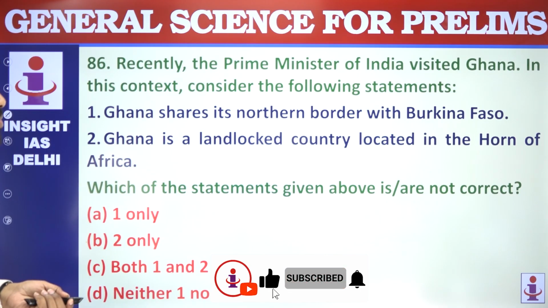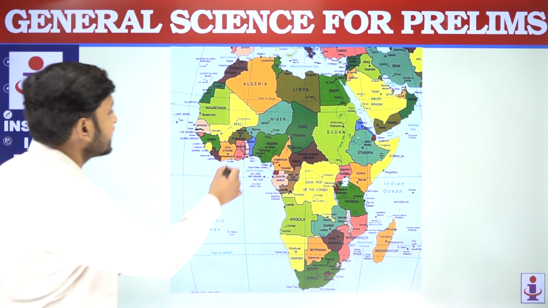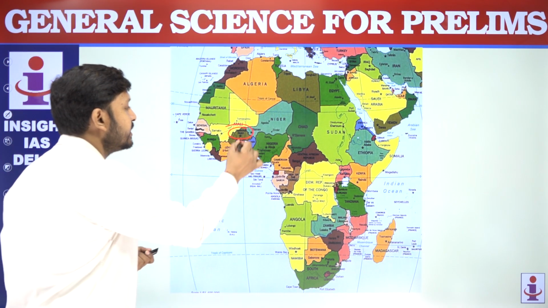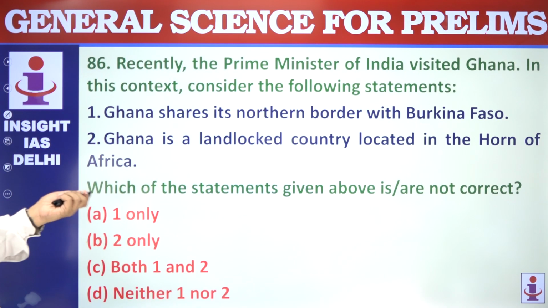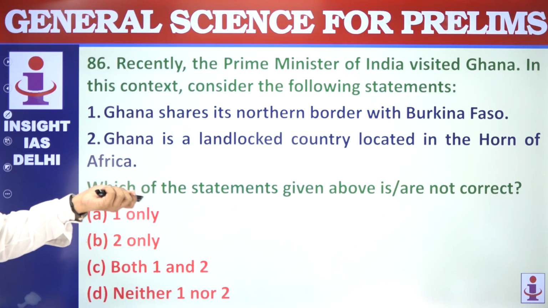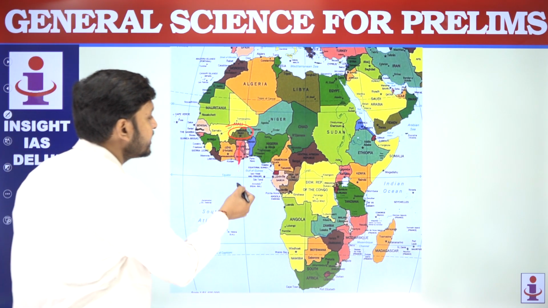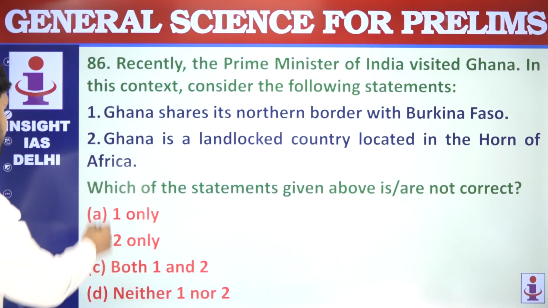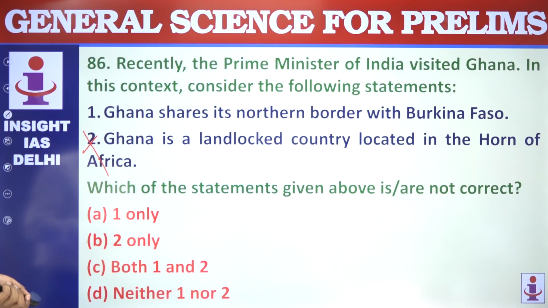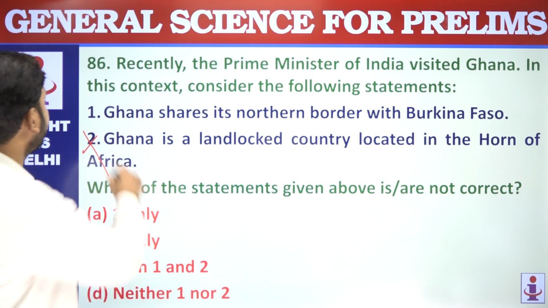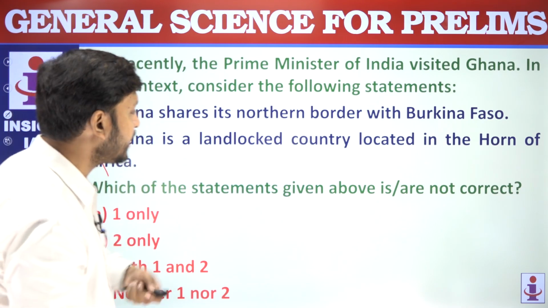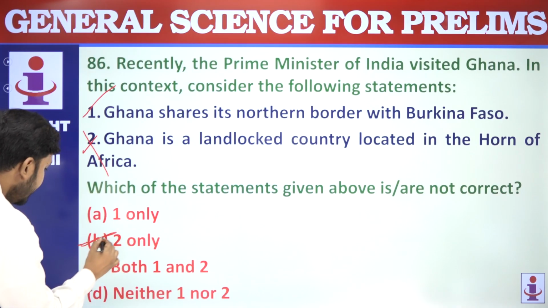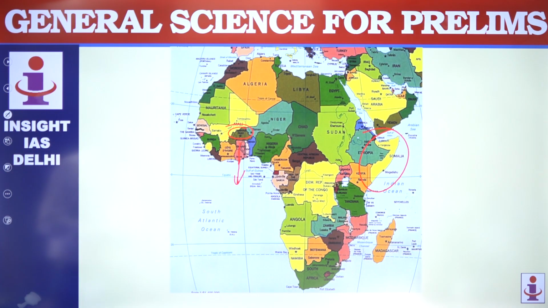Recently, the Prime Minister of India visited Ghana. In this context, consider the following statements. Ghana shares its northern boundary with Burkina Faso. Can you see, this is Ghana and this is Burkina Faso. This is the right statement. And Ghana is a landlocked country located in the Horn of Africa. Ghana is here and it has access to the sea, and this is the Horn of Africa. So the second statement is wrong. So the first one is right, the second one is wrong, and they are asking for not correct. Not correct means the second one. So B is the answer in this case.